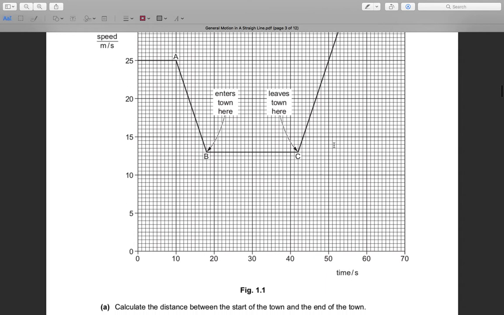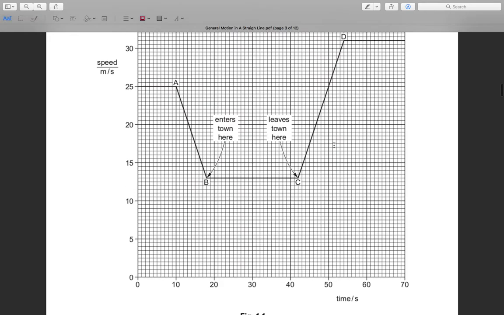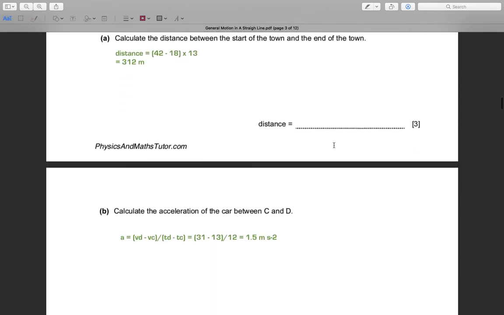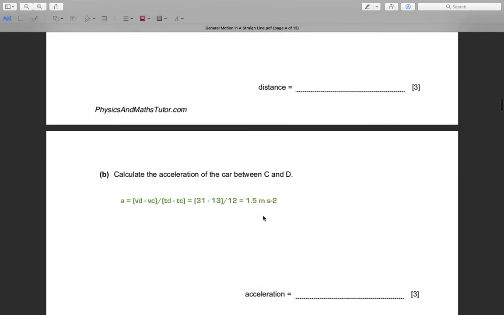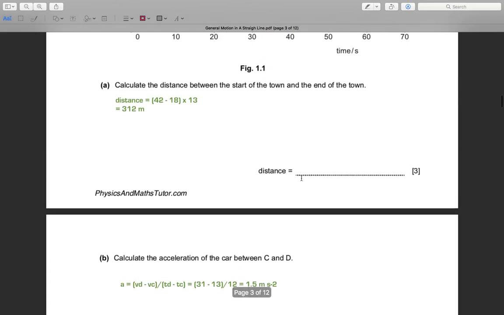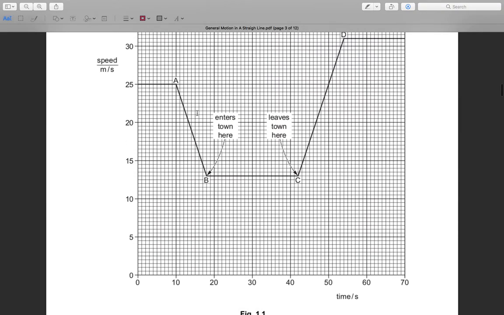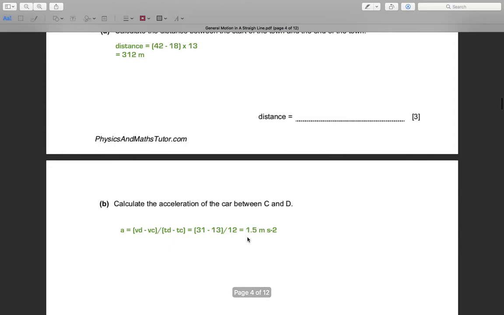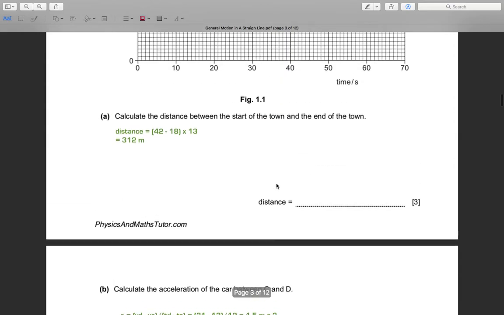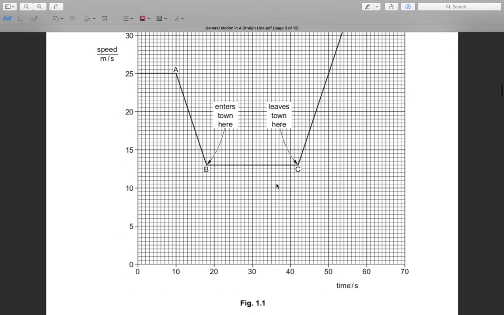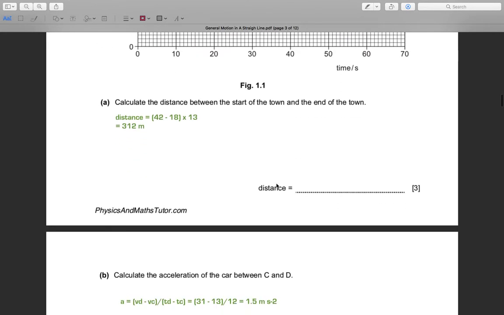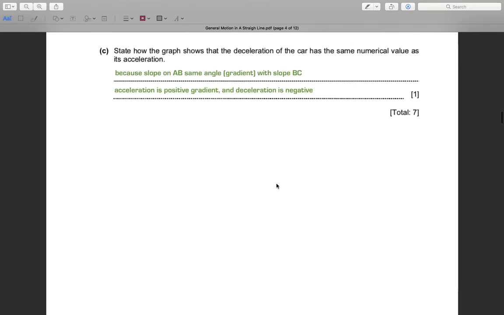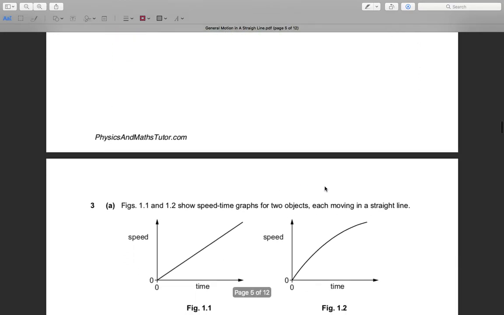If we see the acceleration at the point CD, it is 1.5 meter second minus 2. So we can say the deceleration at point A to B equals minus 1.5 meter second minus 2, just because the angle or the gradient of the slope is equal. Okay, now the other question.